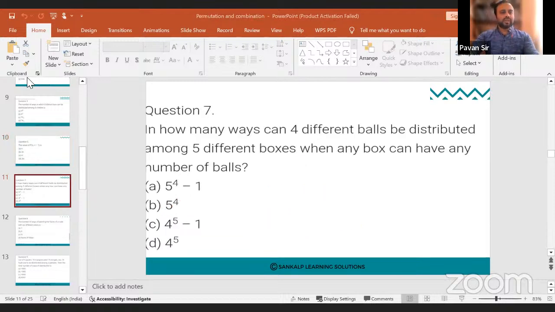Question number 7 next. In how many ways can 4 different balls be distributed among 5 different boxes when any box can have any number of balls? Any box can have any number of balls, and 4 balls should be distributed amongst the 5 different boxes. What is the answer?